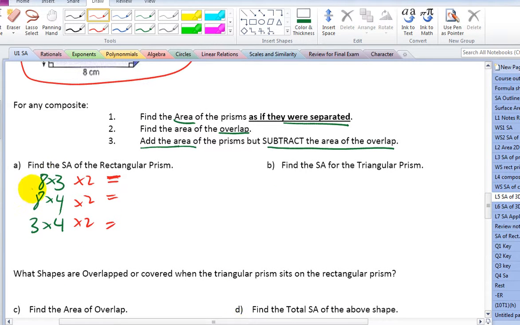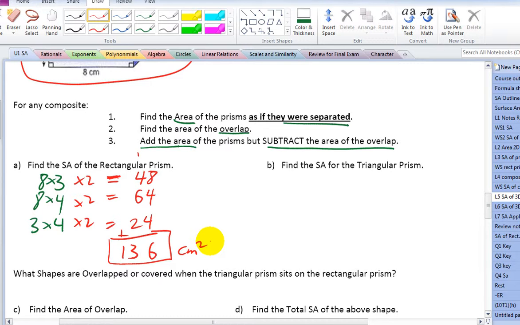So quickly go into your calculator. 8 times 3 is 24. Double it. It'll be 48. 8 times 4 is 32. Double it. 3 times 4 is 12. Double it. Good. Then add them all up. So 136 centimeters squared. Okay.